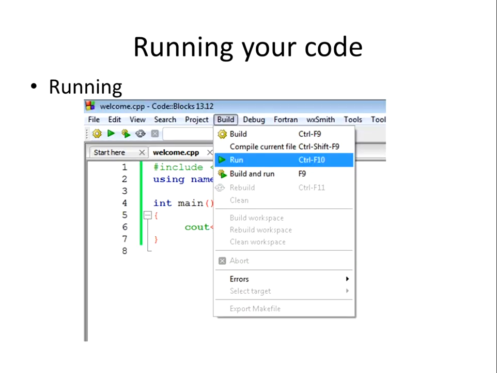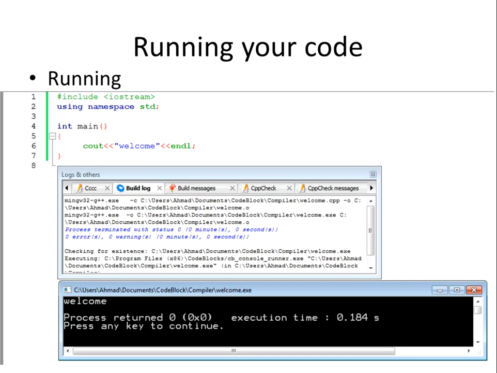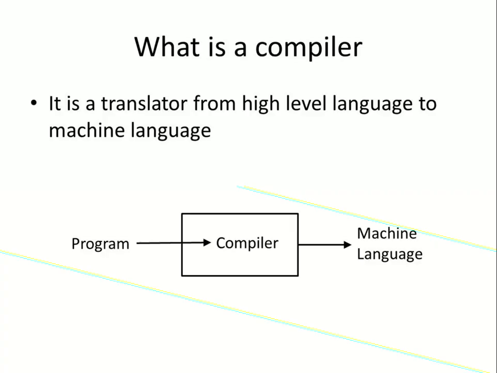So this is the same output. To run your code, you go to the build menu and click run. So you can see right now we have the message from the compiler in the build log window, and then also we have the output of the code, which is "welcome" in the black console window, as we see in this slide. So right now we have seen some example code, and how to build, compile and execute our C++ code. Now we'll discuss the theoretical concepts behind the compiler.